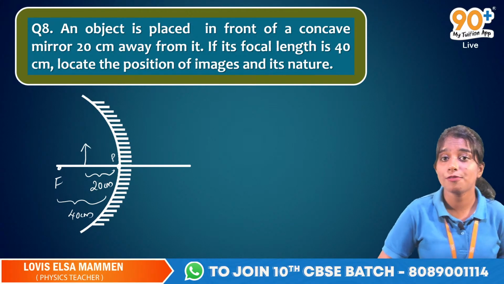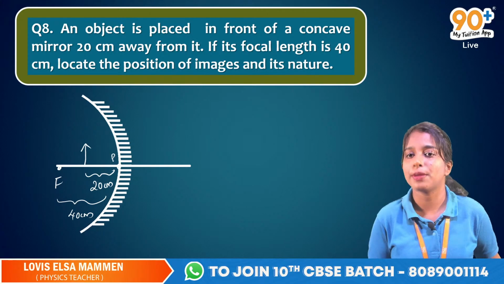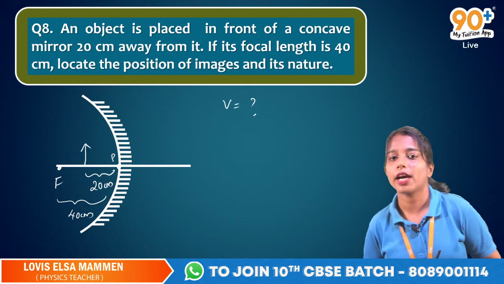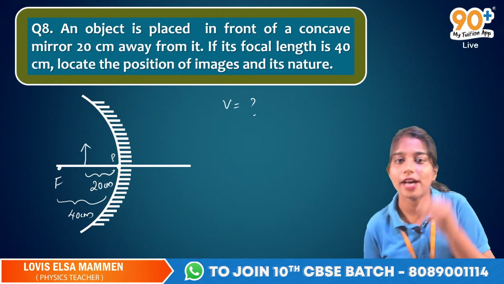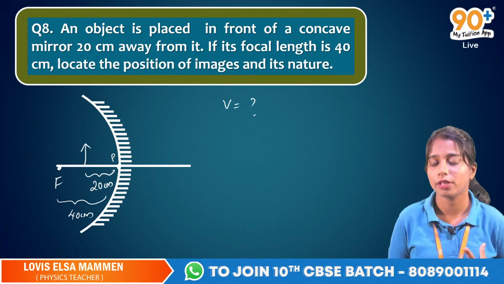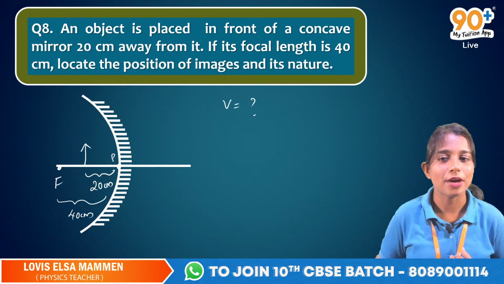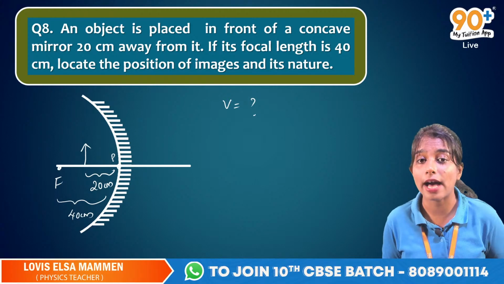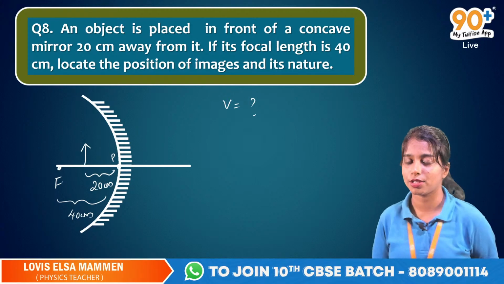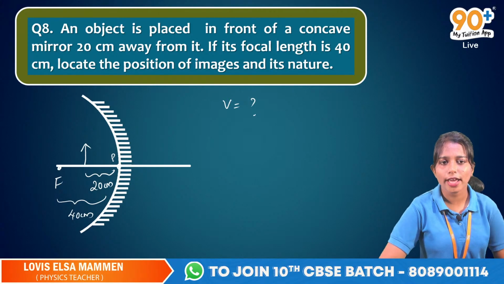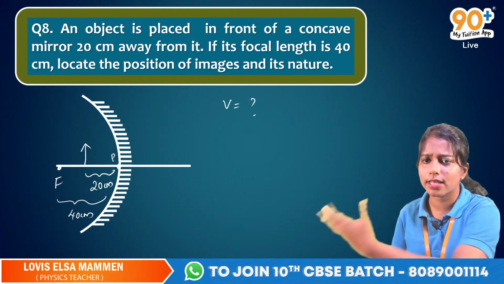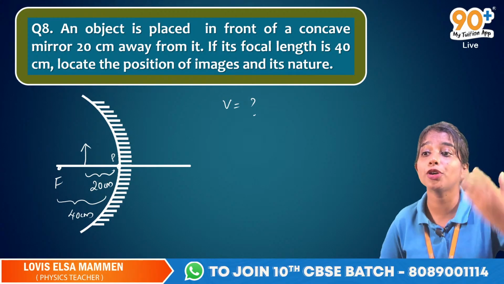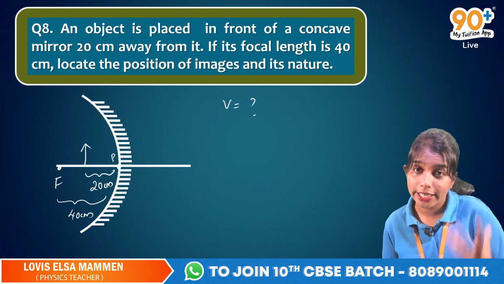You are asked to find the position of the image, v. Where is this image formed? You have your object, you have the focal length. From that, you are supposed to find where your image is. Now we need to denote these things, this 20 centimeter and this 40 centimeter.